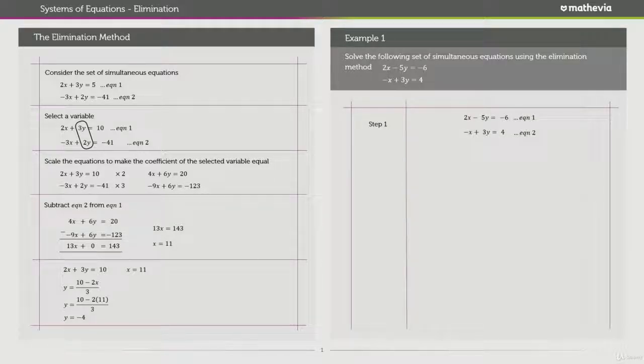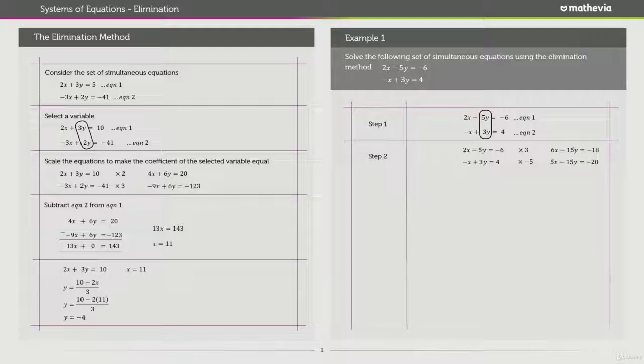Now, equation 1, equation 2, we're going to select a variable, and I'm going to be working with y again. It's easier to work with. I'm going to scale my equations to give me equal coefficients for y in both equations. Looking at this, I think I'm going to multiply equation 1 by 3, and I'm going to multiply equation 2 by -5. And like I said, be careful with your negative numbers.